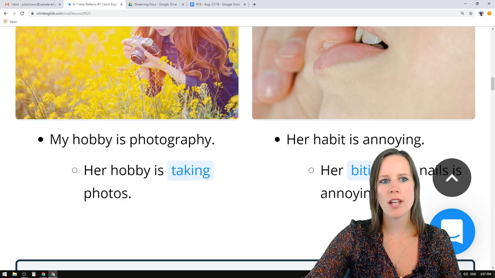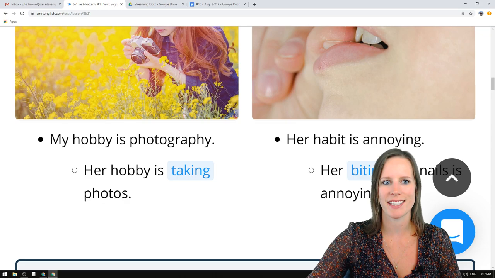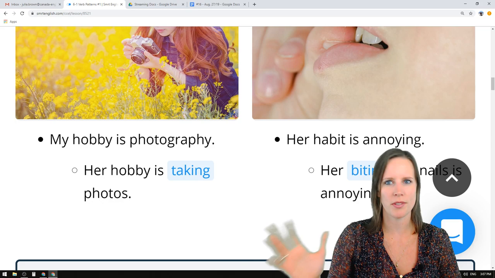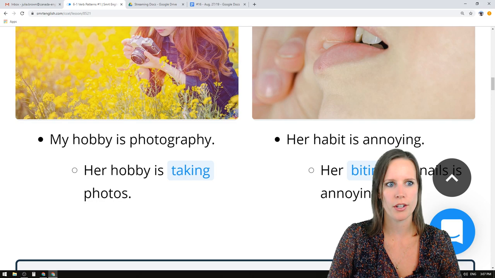Carlos, not all verbs can be gerunds. No, you would need to look for a list online to see. There are many. We're going to talk about several verbs today that can be gerunds, but not every single verb can be a gerund.